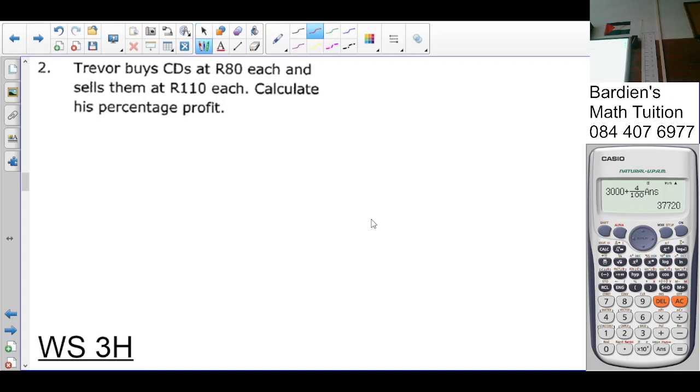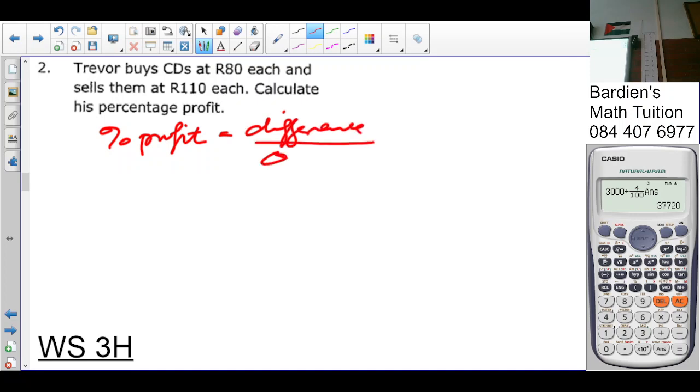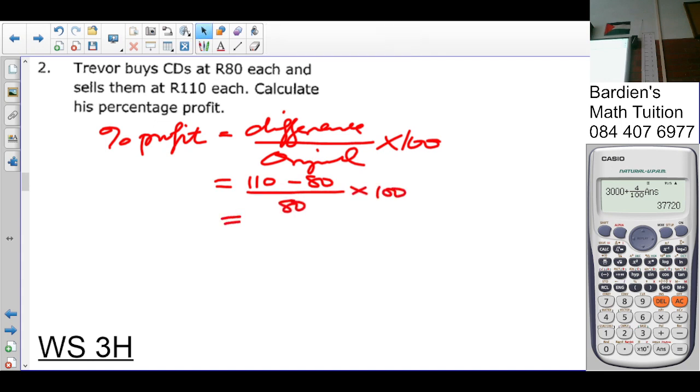So, percentage profit is going to be the difference over original times 100. So the difference is going to be 110 minus 80, or I could have written 30 Rand. Over, what's the original? 80, and times it by 100. So it's going to be 30 over 80 times 100, which is 37.5%.